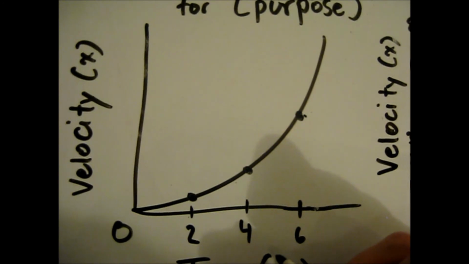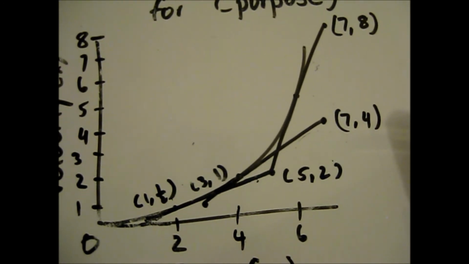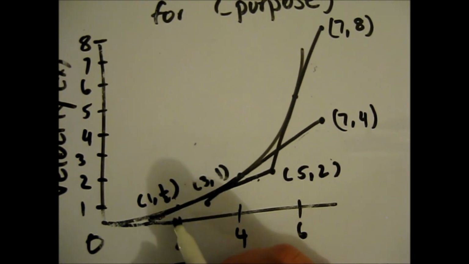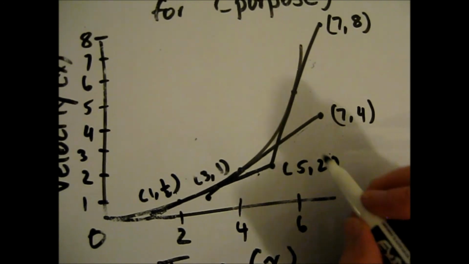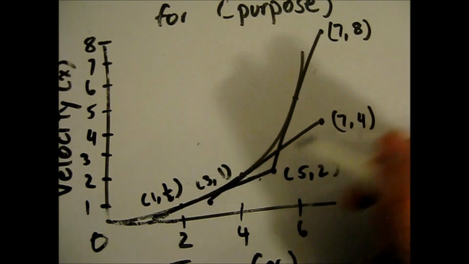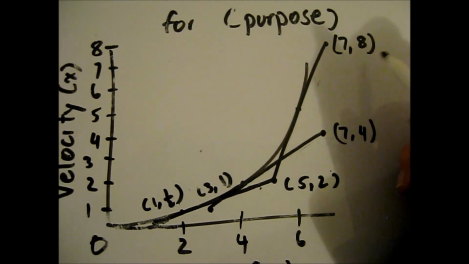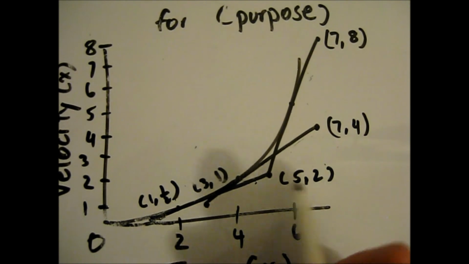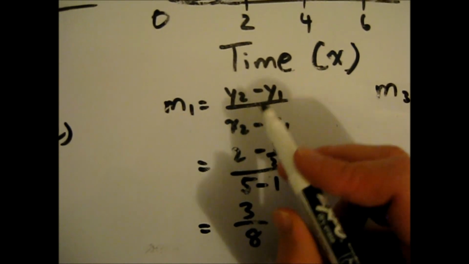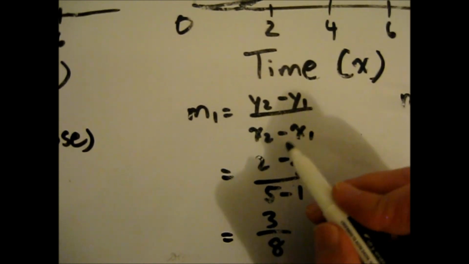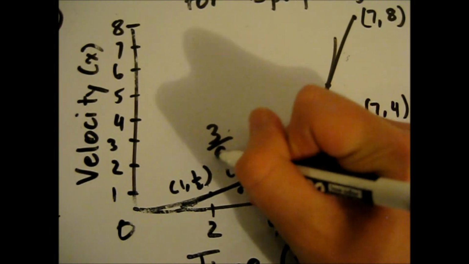Now when you're drawing tangents, it's best to use a ruler so they can be straight. Now I've drawn the tangents beforehand, and the coordinates for the tangent at 2 would be (1.5, 0.5) and (5, 2). The tangents at 4 will be (3, 1) and (7, 4), and for 6 will be (5, 2) again and (7, 8). Now we know the two coordinates, so in order to find a slope, we use the slope formula, y2 minus y1 over x2 minus x1, which gives you 3 over 8. So you write that on top, 3 over 8.